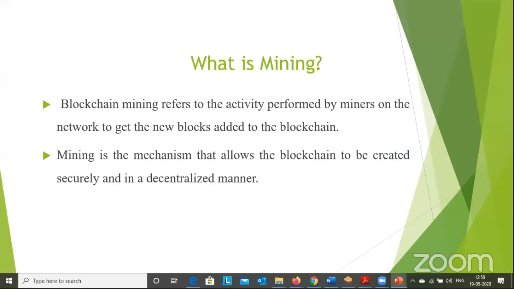Okay, so now here we have a definition. What is mining? Actually, mining is done by the miners in the Bitcoin network or blockchain network. Blockchain mining refers to the activity performed by the miners on the network to get new blocks added to the blockchain. Whenever we perform a transaction, that is an unconfirmed transaction. If you want to add that block, we need to perform blockchain mining. So who will perform it? There are miners. They will solve a cryptographic puzzle. If it is successful, they will add the block into the blockchain.